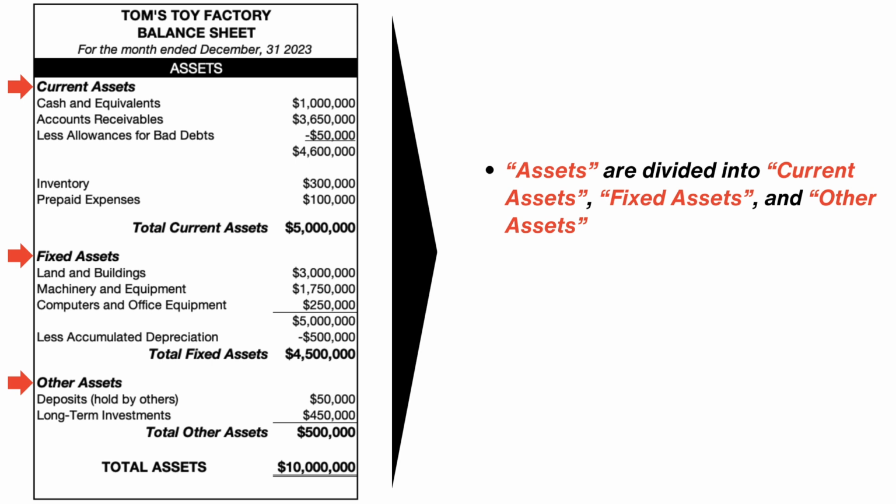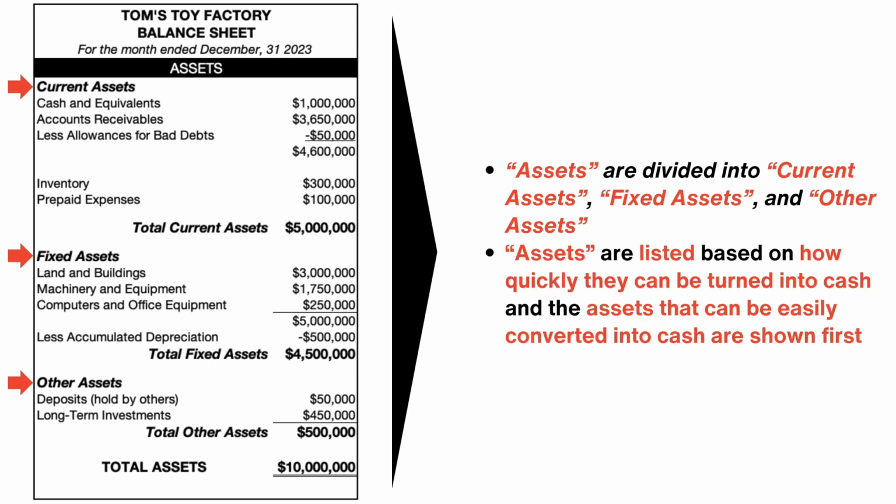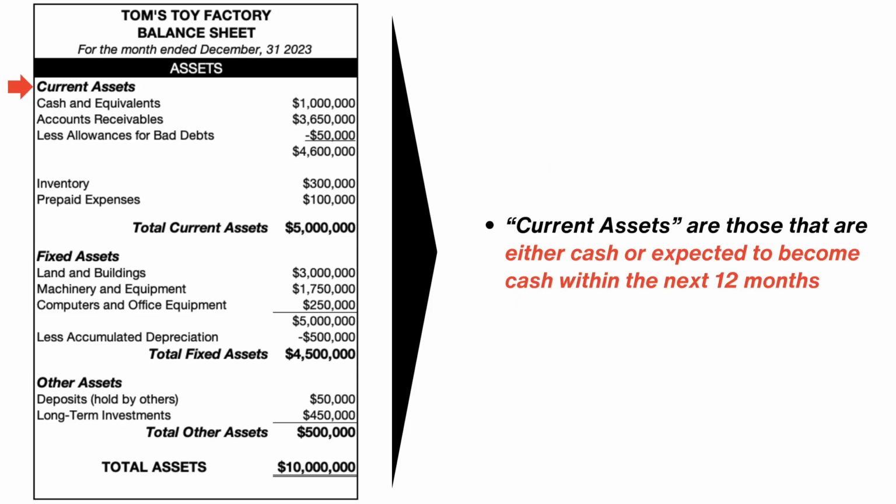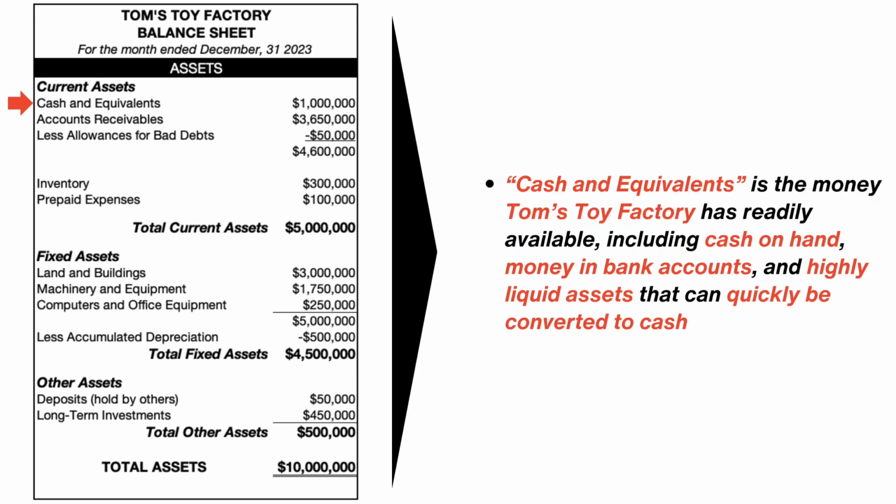The assets on Tom's Toy Factory's balance sheet are divided into current assets, fixed assets, and other assets. On a balance sheet, assets are listed based on how quickly they can be turned into cash, and the assets that can be easily converted into cash are shown first. Current assets are those that are either cash or expected to become cash within the next 12 months. Cash and equivalents are exactly what they sound like. It's the money Tom's Toy Factory has readily available, including cash on hand, money in bank accounts, and highly liquid assets that can quickly be converted to cash.